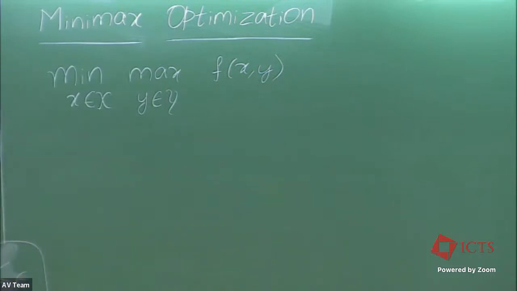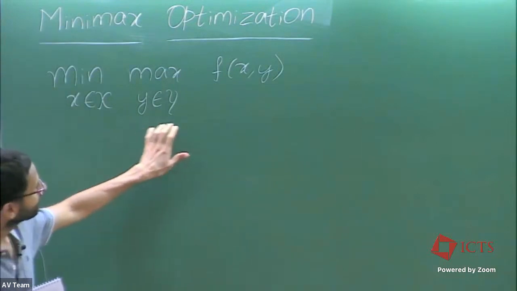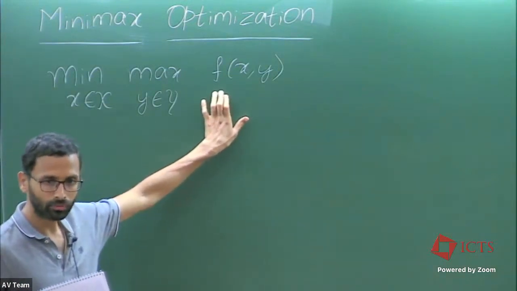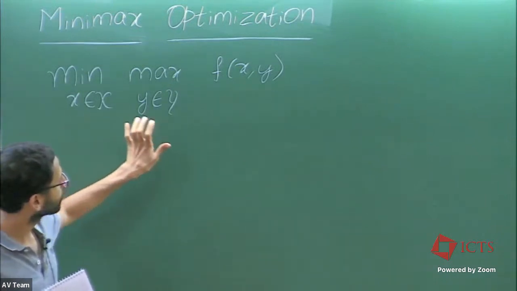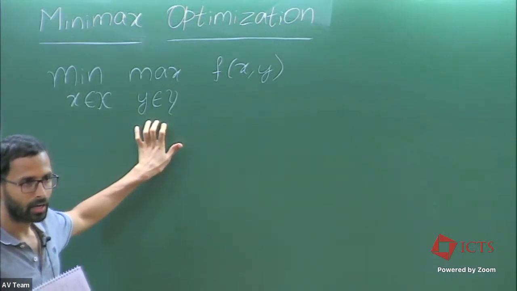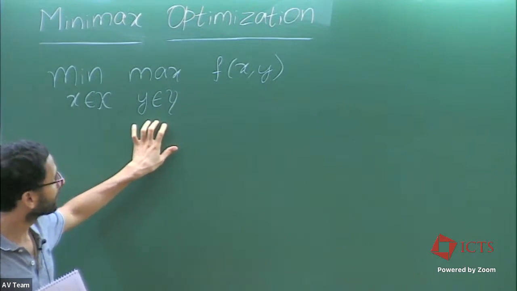Okay, so minimax optimization refers to problems of this form where we have a single objective f which depends on say two sets of variables x and y, and we would like to minimize in the x variable and we would like to maximize in the y variable. And there are several places where this comes up.